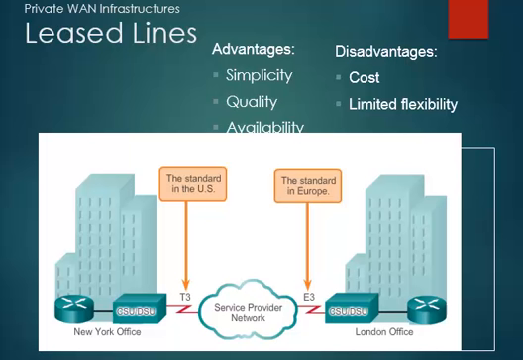In North America, service providers use the T-carrier system to define the digital transmission capability of a serial copper media link, while Europe uses the E-carrier system, as shown in the figure. The advantages of leased lines include simplicity.